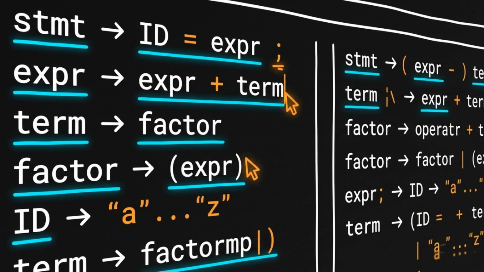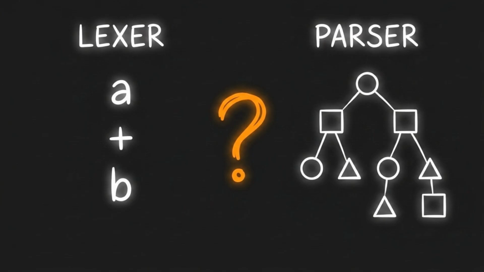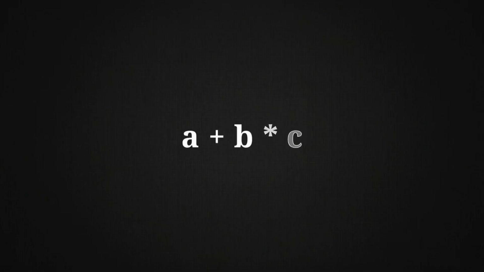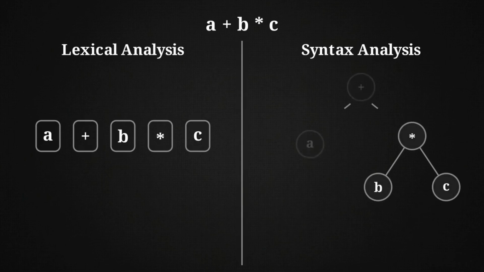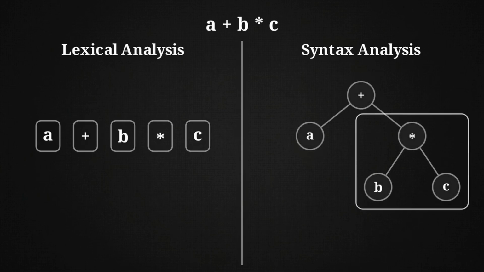Now that we have written a working grammar, we have to define exactly where the work gets done inside the compiler. Look at this single mathematical expression. We have to determine who actually recognizes the individual numbers and who recognizes the overarching mathematical structure. We will map the exact boundary between lexical analysis and syntax analysis in the next lesson.